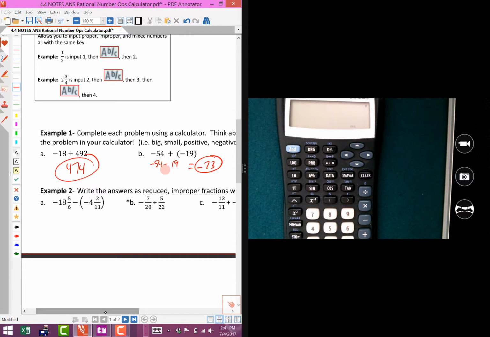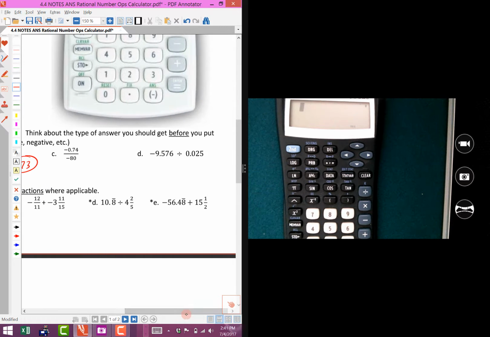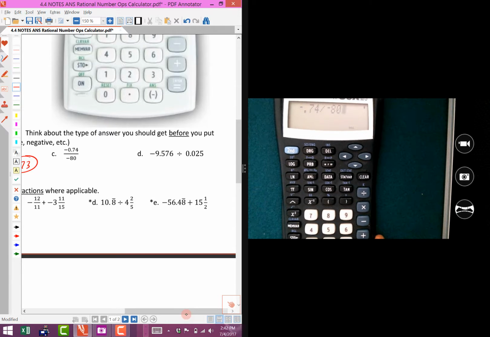So let me slide this over. So we're going to do negative 0.74 divided by, hit the negative, negative 80. Okay, so we double check, make sure we're in good shape here. First of all, we're expecting a positive answer, and it's probably pretty small because we're taking a small number like 0.74 and dividing it by a huge number like 80. So let's see what we get here. Yep, we get a small number, so we get 0.00925. So there's our answer on that one.